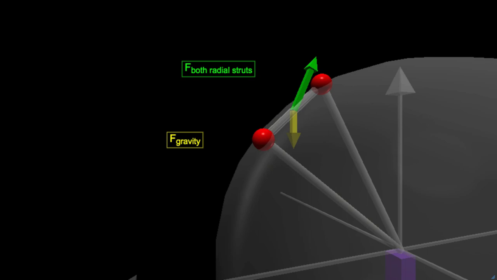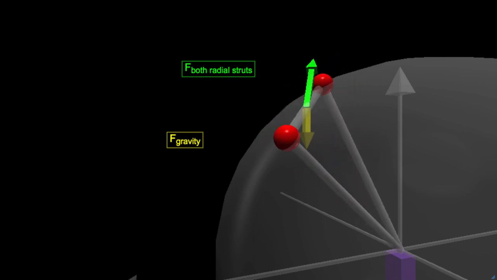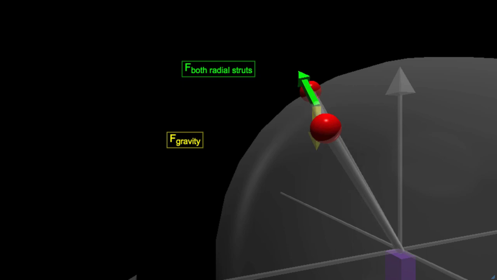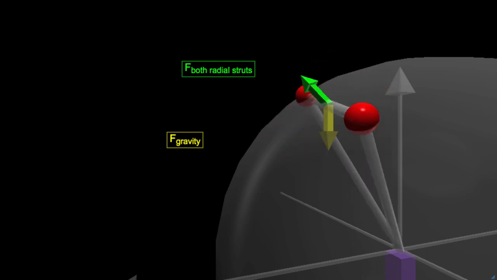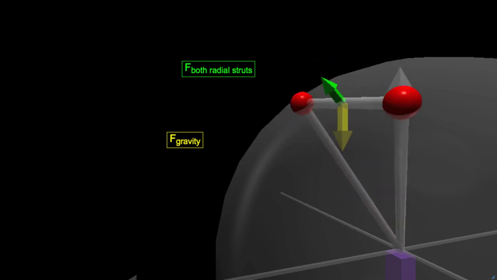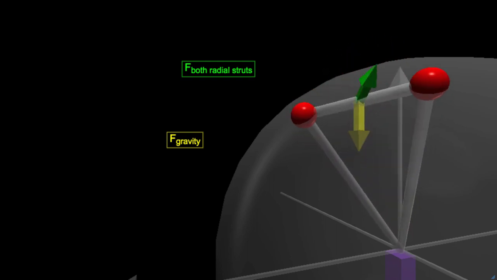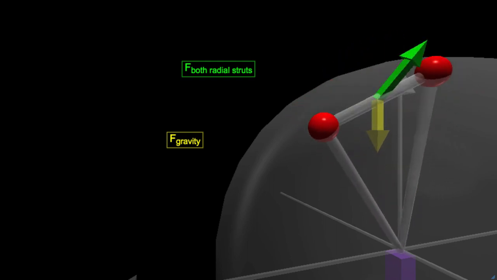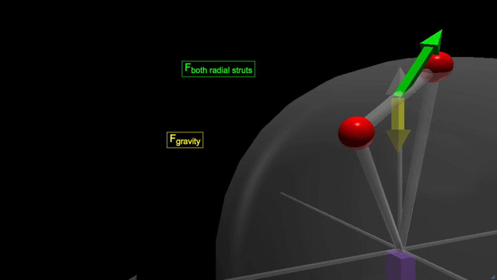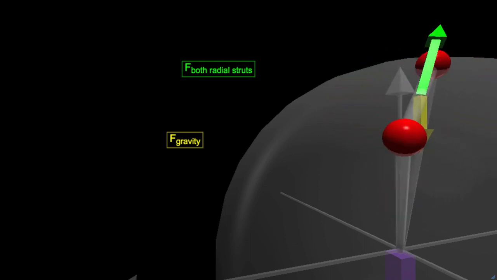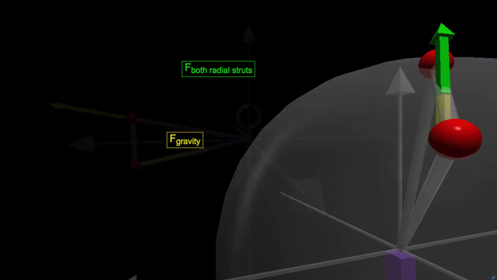The same type of reasoning applies when the two-top is executing steady motion above or below the XY plane. If the top is well above the XY plane, then the inward force from the lower radial strut no longer has a component in the positive Z direction. But the outward force from the upper strut is even larger than before, so the sum of forces from the radial struts still has an upward component. This upward force balances gravity.